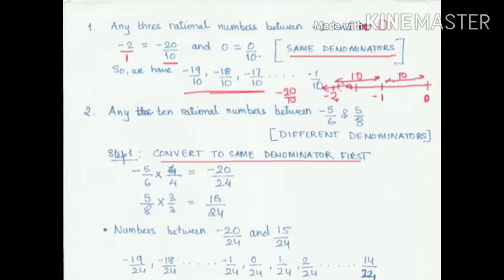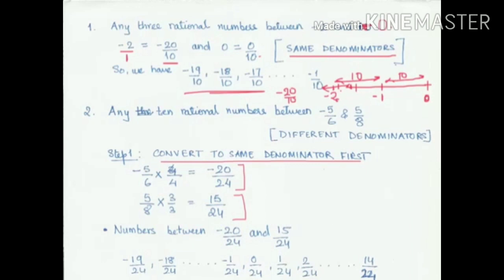So what we do is we find the LCM of 6 and 8. Why do we take the LCM? Because that will give you the smallest common denominator for these two numbers. In this case it will be 24. We multiply minus 5 by 6 by 4 by 4, so we get minus 20 by 24. Similarly, to make the denominator of the other number, 5 by 8, equal to 24, we multiply by 3 by 3, so we get 15 by 24.